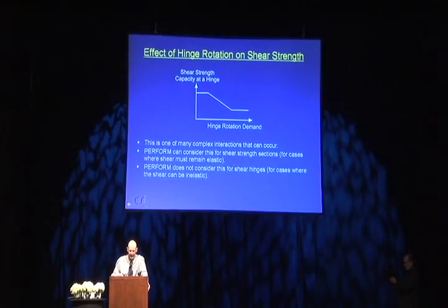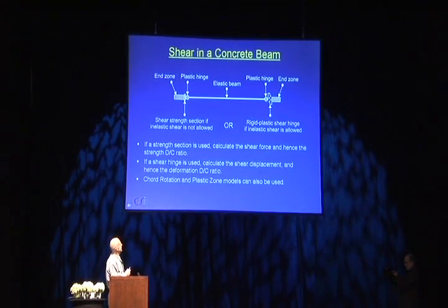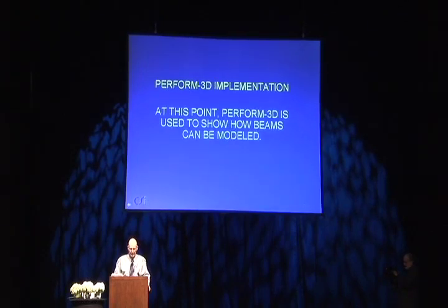This is one example. In Perform, you can consider this. However, you can only consider it for a shear strength section. You cannot consider it, in the current version of Perform, for a shear hinge. And I'll illustrate later on how that might be done. Let's see how beams can be modeled using Perform.